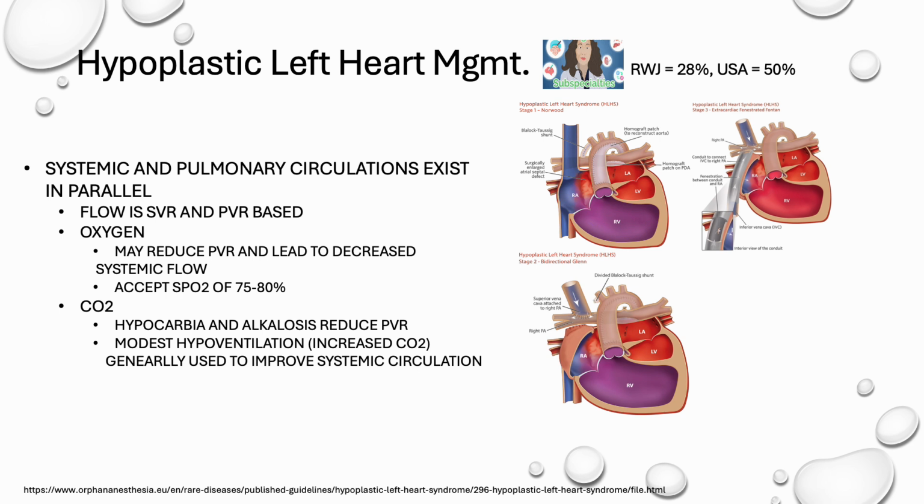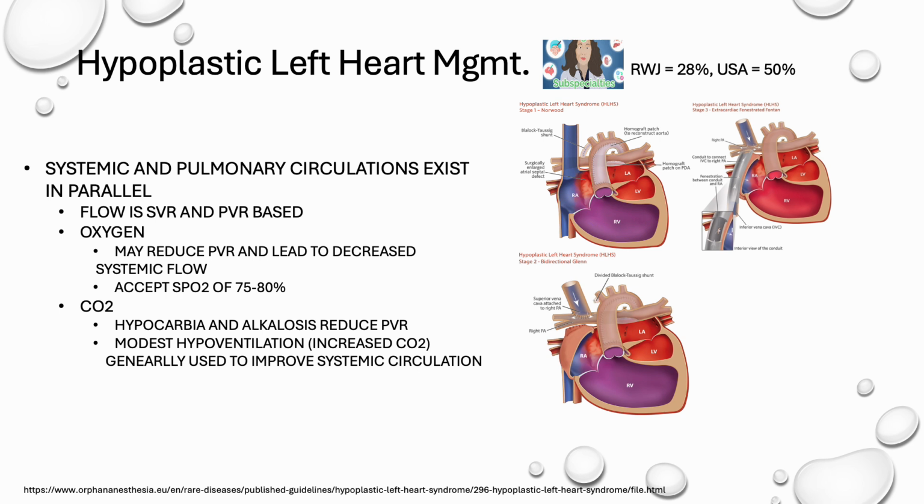So both oxygen and CO2 are two variables that affect PVR quite a bit, where oxygen may reduce PVR, which therefore increases pulmonary flow and reduces systemic flow and creates hypotension. Therefore, an SpO2 of usually 75 to 80% is often accepted in these patients.